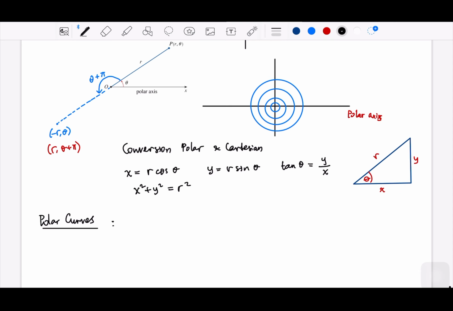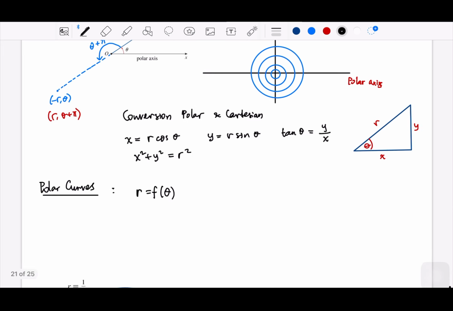The polar curves, in general formula, we write as r equal a function of theta, okay? Or maybe more generally, we can write the function F(r, theta) equals 0. So this is going to consist of all the points in the polar coordinates that have at least one representation that satisfies the equation.